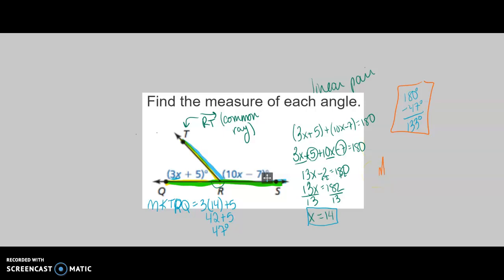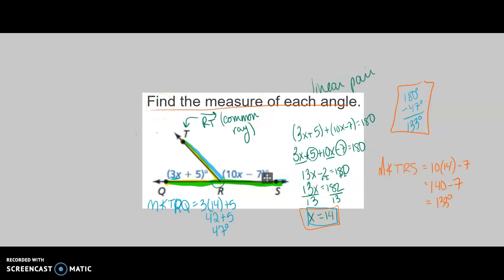So we want to know measure of angle TRS is equal to 10 times 14 because I'm just substituting that 14 in there, and that's equal to 140 minus 7, which is 133.